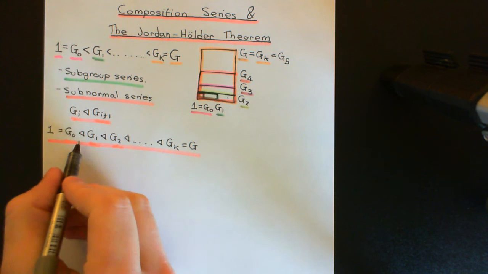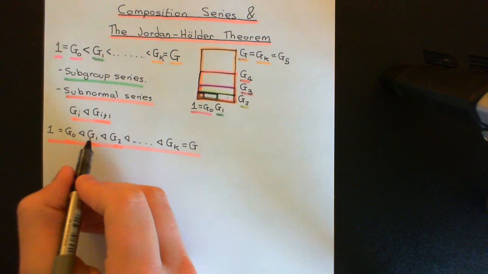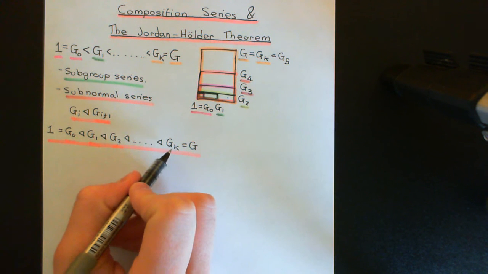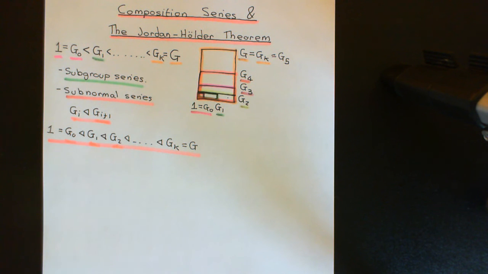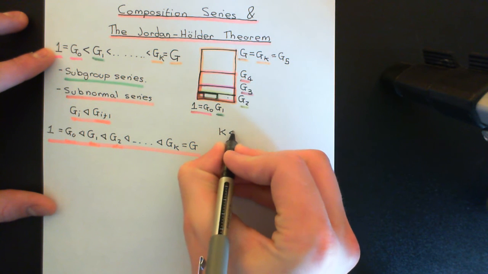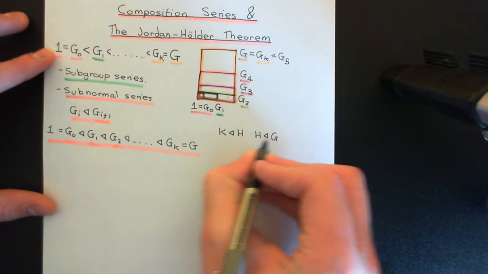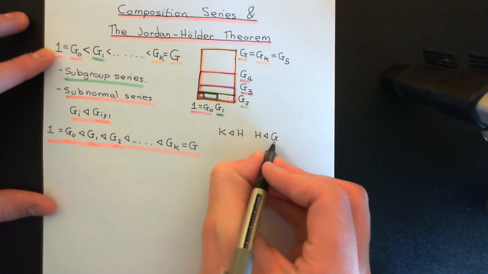And we know that even though we've got this chain of normality here, that doesn't imply that each one of these is going to be normal in the entire group. So remember, if K is normal in H and H is normal in G, it does not imply that K is normal in G. It has to be the case that K is characteristic in H and H is normal in G. And I'll write this down rather than just shouting it at the camera. So if K is normal in H, and H is then normal in G, it does not imply that K is a normal subgroup of G.